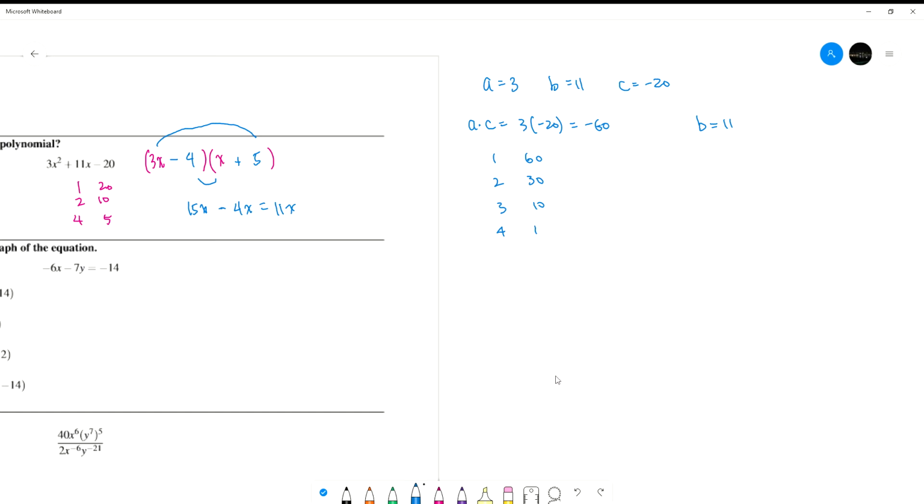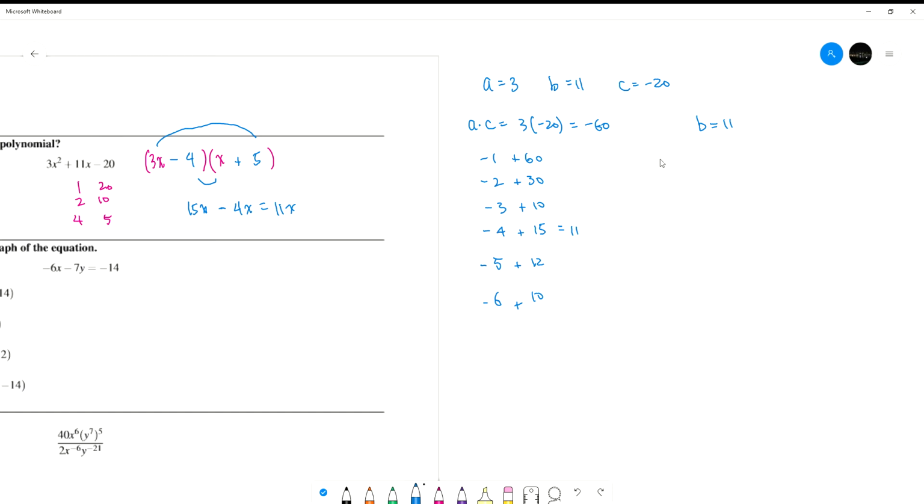Let me see here. 4 and 15, and then 5 and 12, and 6 and 10. So those are all the possible factors, right? One of them has to be negative, but since the sum has to be positive 11, all the smaller factors should be negative. Okay? And the larger factors are positive. Okay, so as you can see, negative 4 and 15 add up to 11. So this is the correct pair to use.